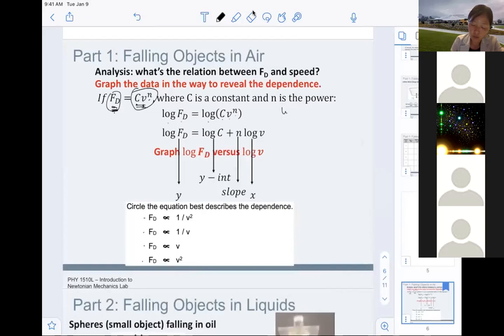So when you have something times something, log of A times B is log A plus log B, right? So this can be rewritten as log C plus log of V to the power of N. And we also know when you have V to the power of N, you can write N in front, so N times log of V. So this has become a linear relationship.